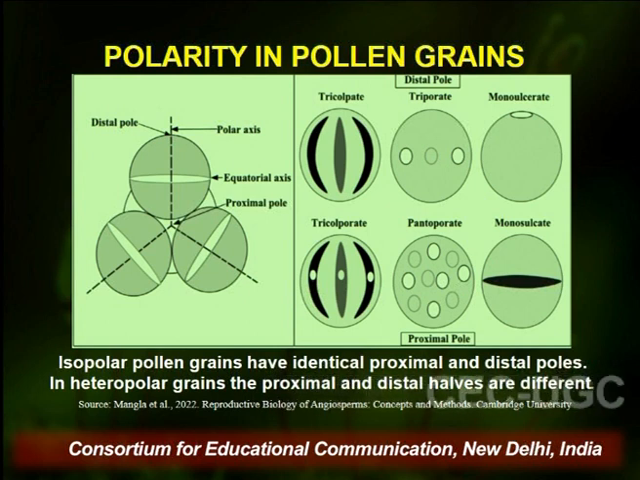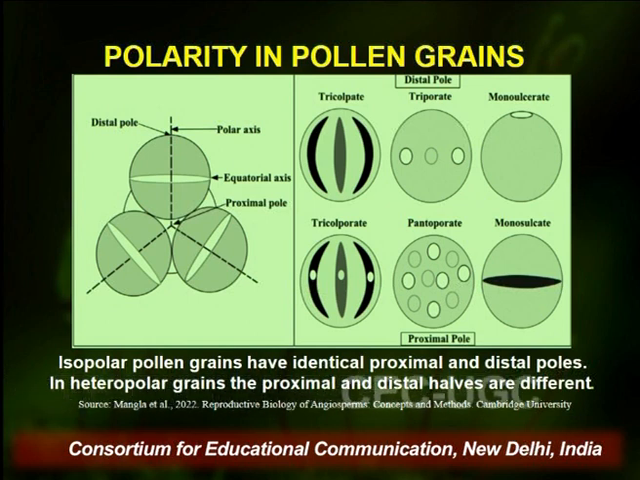Now at right angles to this polar axis is the equatorial axis, which divides the pollen into two equal halves if it is an isopolar pollen. The equatorial axis is equivalent to the equator of the Earth.